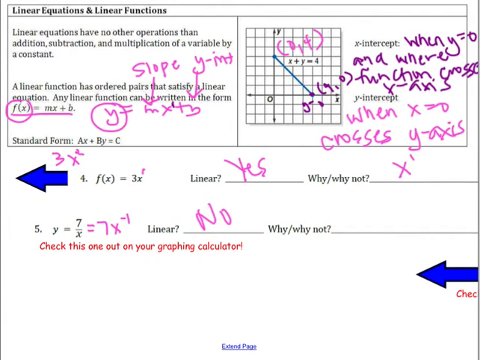Handwriting's a little sloppy there. So x is in the denominator, that's why.